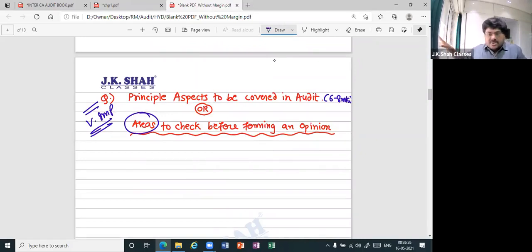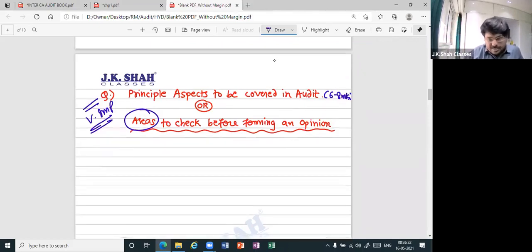There are other questions also for which you can write this same answer, which I will tell you later as well. Okay. So this answer definitely holds too much importance. Aspects means basically areas: what all the auditor has to check, and obviously has to check before forming an opinion, so that he can form an opinion.